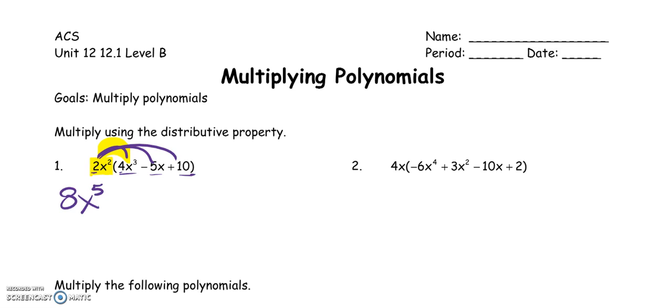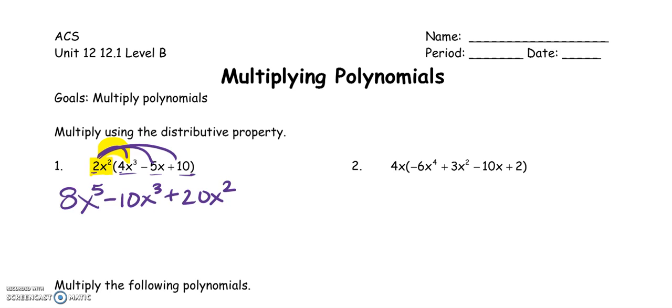Okay, let's go to the next term. 2 times negative 5, which is negative 10. You have 2 x's here, 1 x here, so you have x to the 3rd. And lastly, 2 times 10, which is 20. And then you have x squared and nothing, so you just bring over your x squared. This is your new answer.